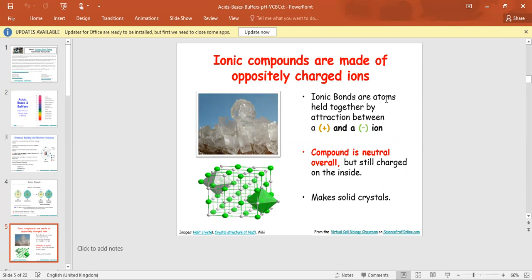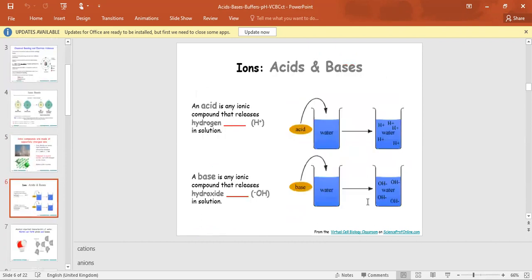Ionic bonds are atoms held together by attraction between the positive and negative ion. The compound is neutral overall, but still has charge on the inside, and makes solid crystals. Acids and bases. An acid is an ionic compound that releases hydrogen ions in solution.